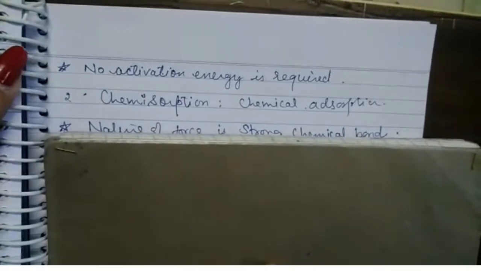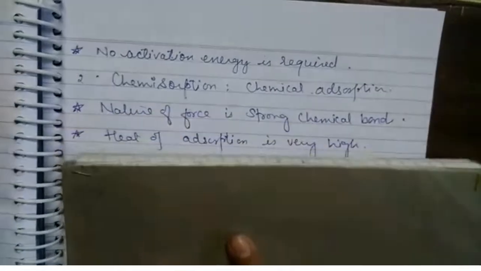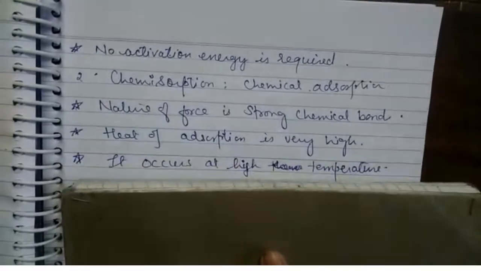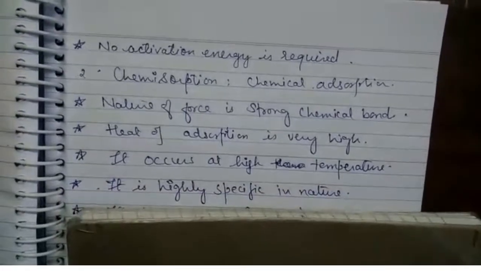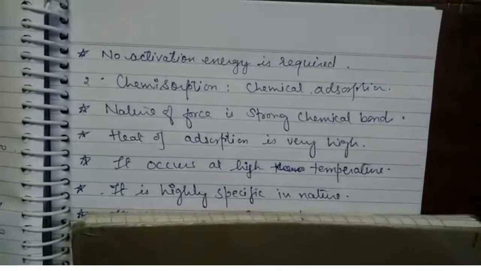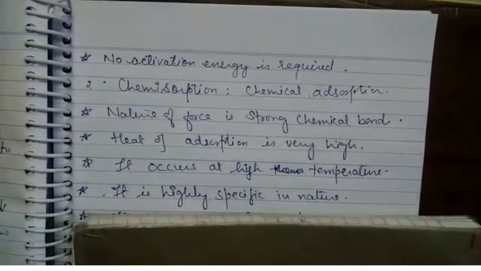The next category is chemisorption, or chemical adsorption. The force of attraction between the adsorbate and adsorbent in chemisorption is strong chemical bonds. As a result, high energy is released during this process. Therefore, the heat of adsorption is very high. It occurs at a very high temperature, and it is highly specific in nature, because only those which can form a bond with the adsorbent will be allowed to undergo the adsorption process.